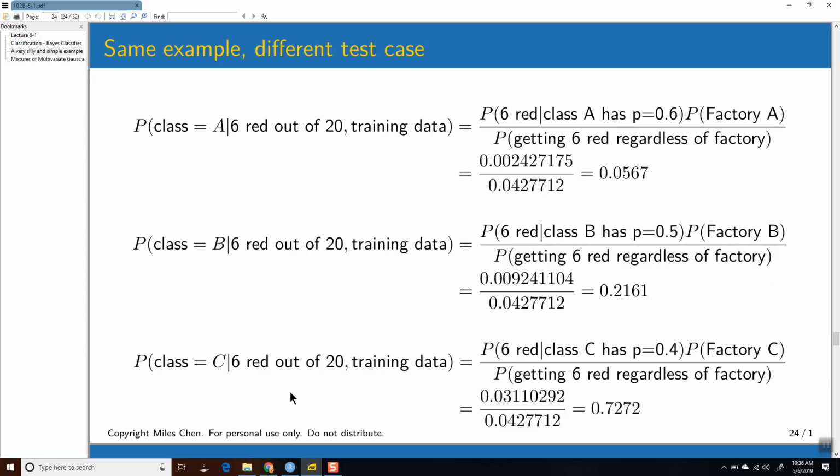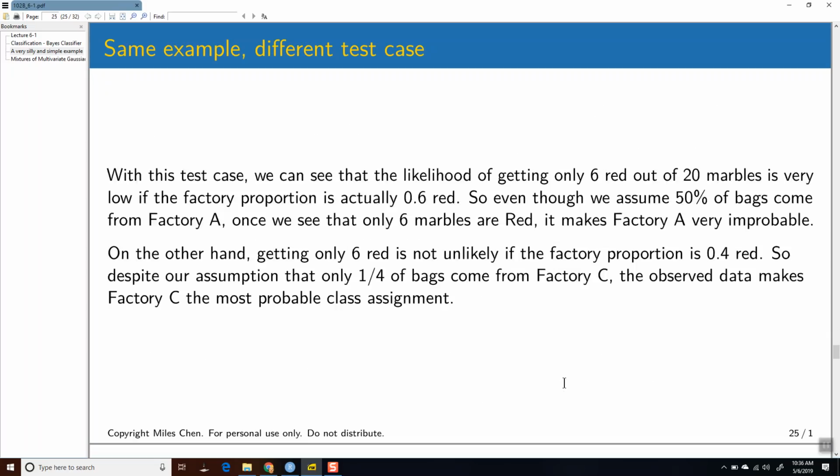Class C prior to looking at the data was not very probable. It was only a 1/4 chance. After looking at our data, it's the most probable case because this is the most likely factory to produce a bag where only 6 of them are red out of 20. So we're combining these bits of information. Does that make sense as far as what the Bayes classifier is doing? I think this just sums up what I just said.